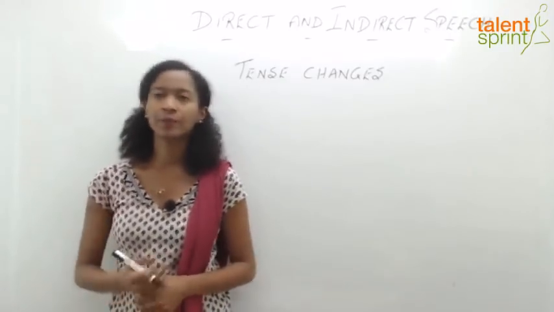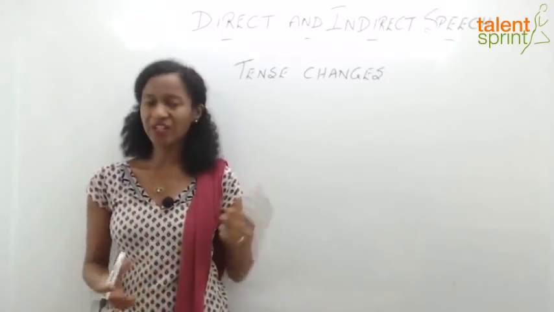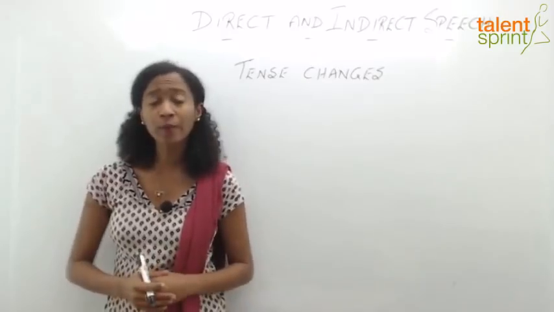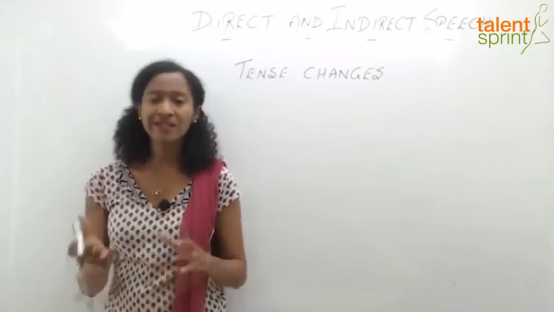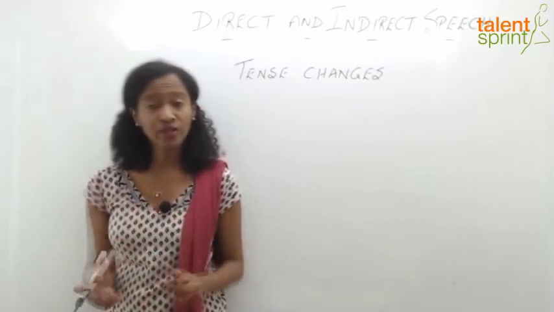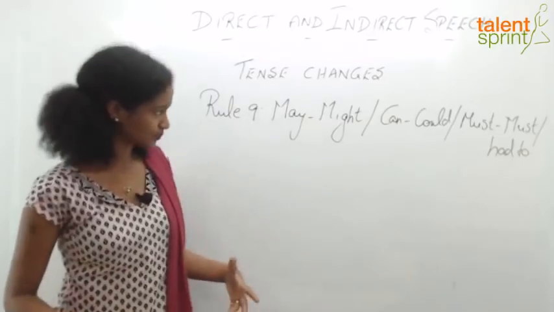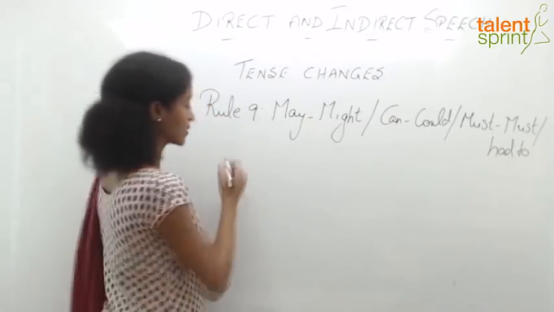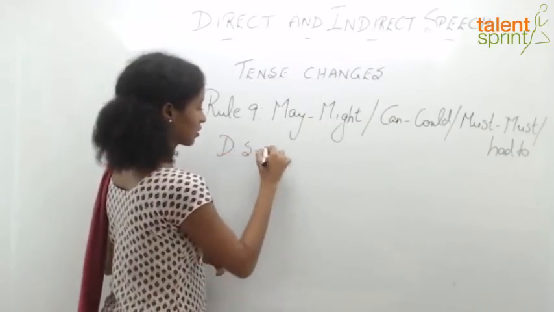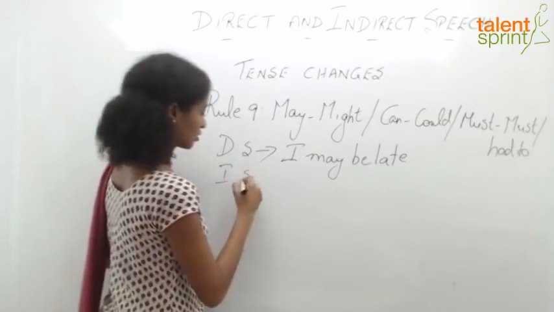Rule 9 is where modal verbs may, we already looked at will, which is also a modal verb, which is rule 8. Rule 9 is where may changes to might, can changes to could, and must changes to either must or had to. Alright. So example sentence again. I may be late. Direct speech. Indirect speech.